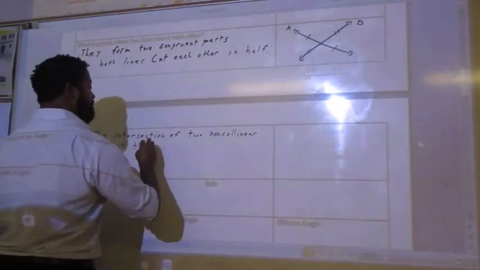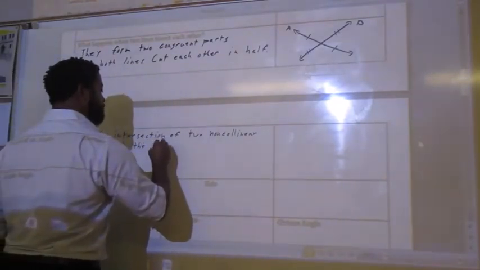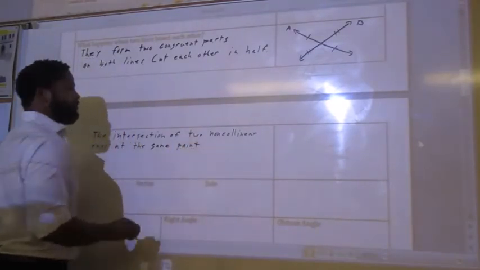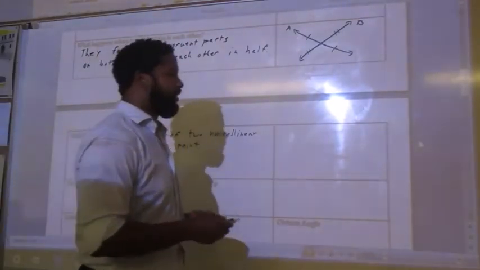At the same point. All right? The intersection of two non-collinear rays at the same point. All right? Alright. What does this mean?